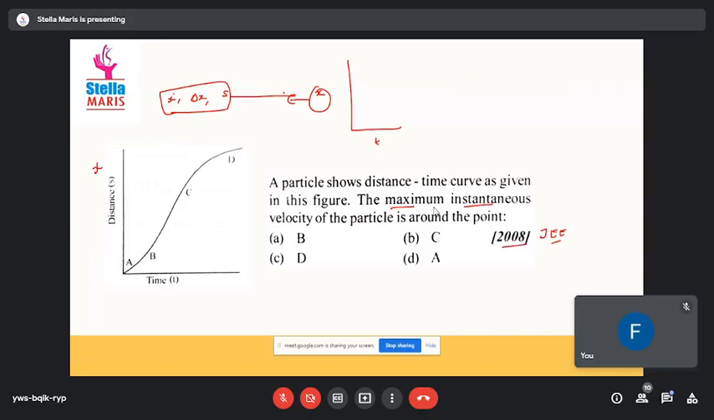Sir, is it C, sir? Is it what? C, sir? Yes, C is the correct answer. Very good, Auxilia. C is the correct answer.